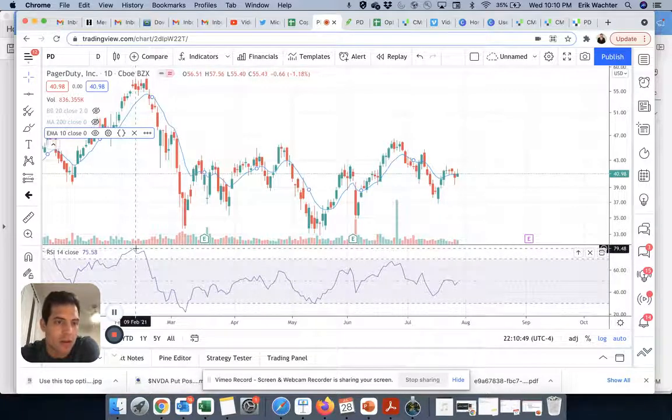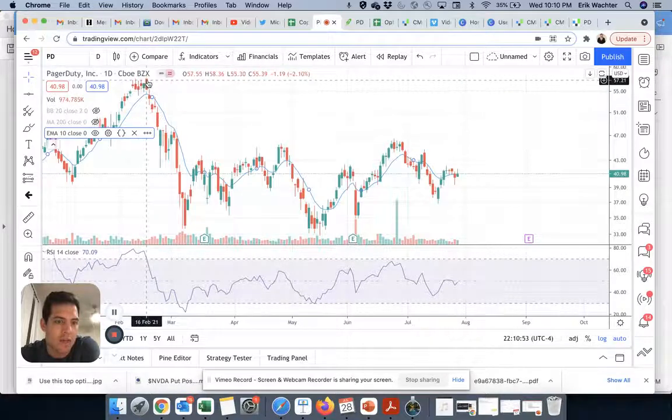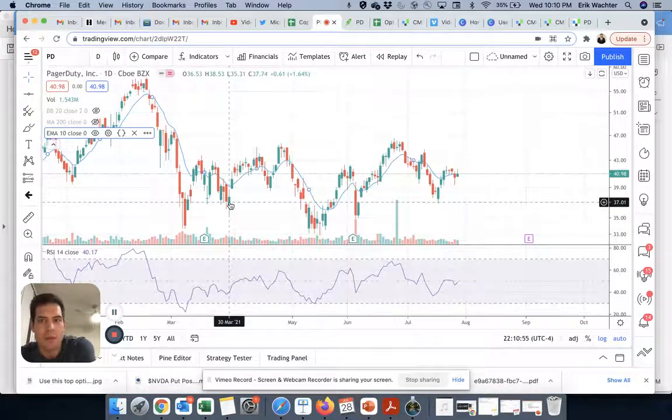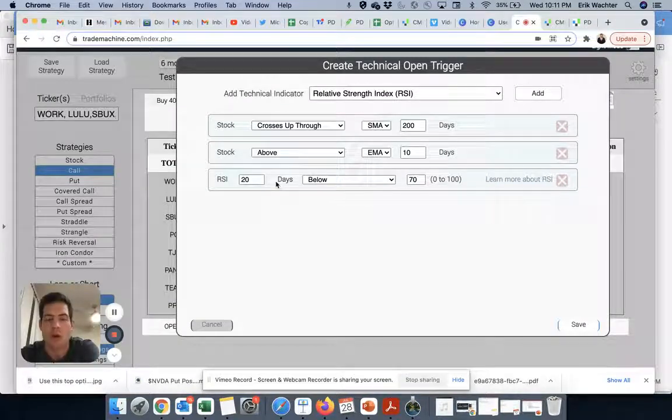Okay. And you can see over here, if we look in the past, when we hit that RSI reading of 70, we started to drop. So basically this parameter here is making sure that we're not in an overbought situation.